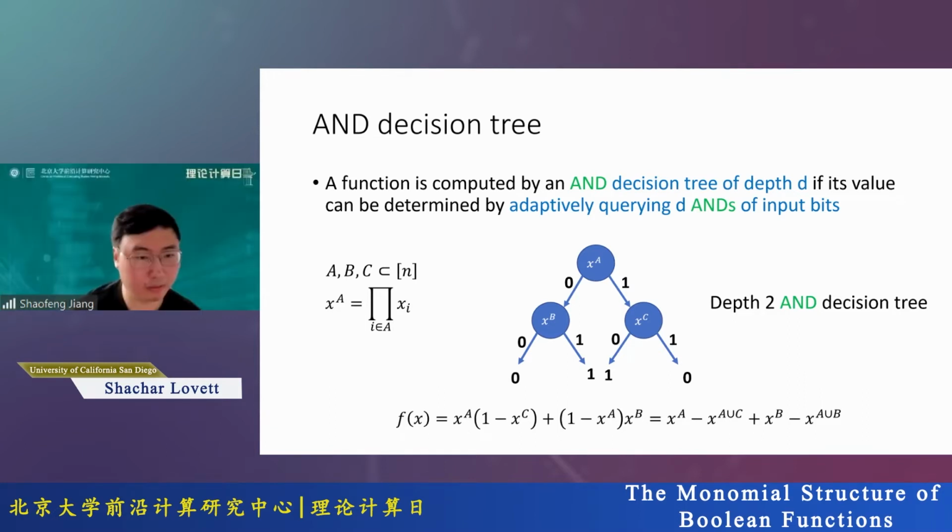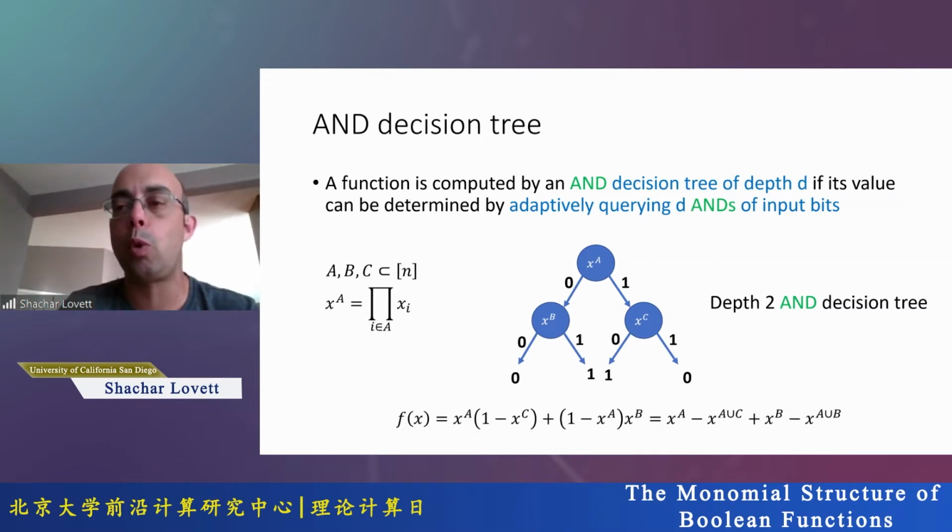Okay. Thanks. And this is sort of a very weird model, but it's the model that you get by trying to combine decision trees with ANDs, right? And I'll show you in a minute, this is actually a model that's going to come up naturally in some cases.